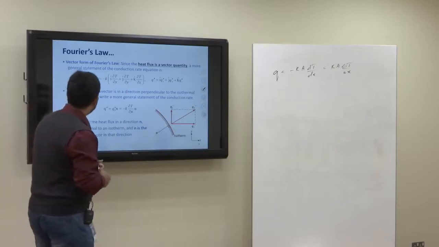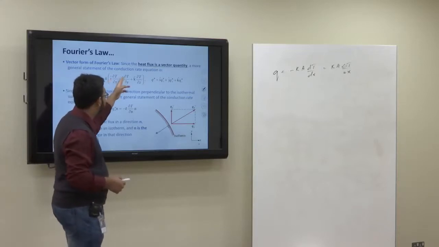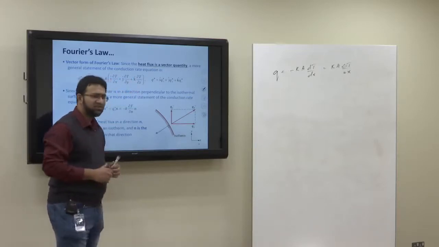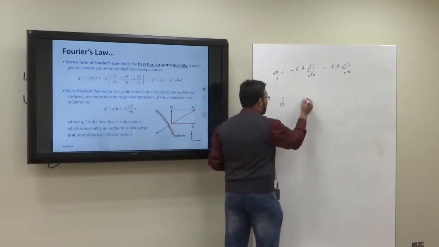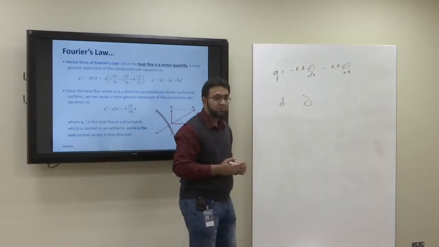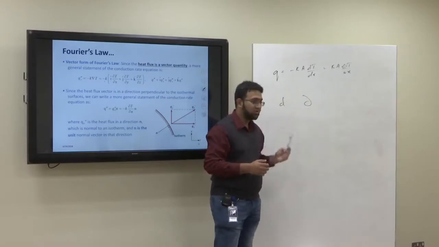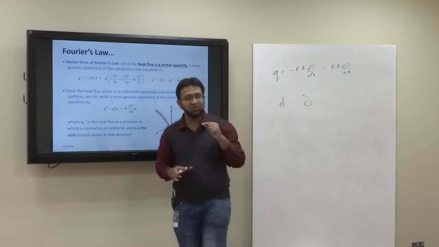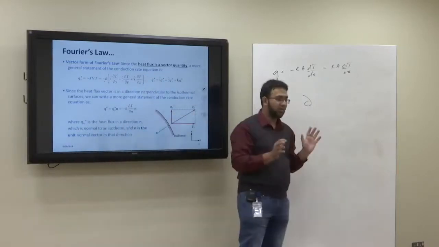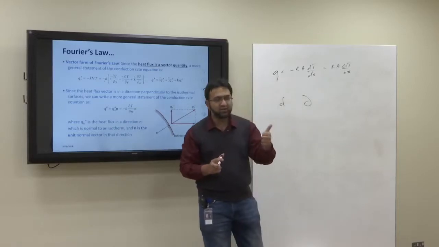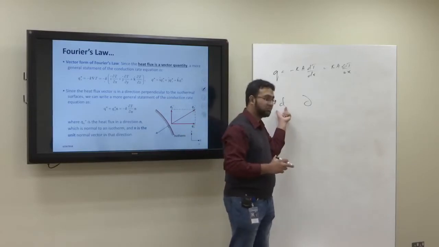So it's negative K del T, or you can write negative K dou T by dou x, dou T by dou y, dou T by dou z. You understand the difference between d and dou? When do we write d, and when do we write dou? Partial. This is partial, this is total. If something is varying with only one thing, for example, T varying with x only, then we write d. That's total.